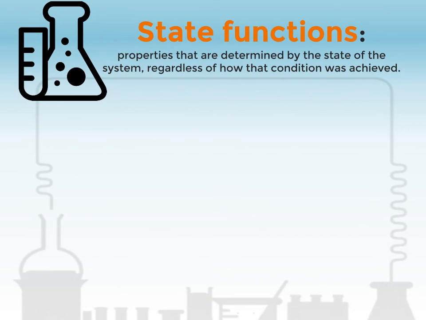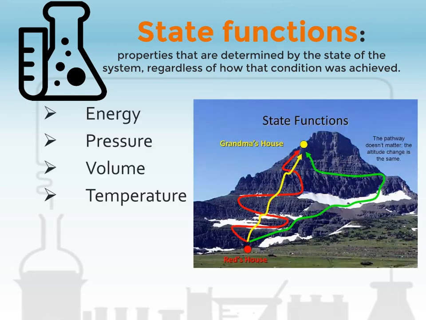Lastly, an important term that you have to understand is what we call state functions. These are properties that are determined by the state of the system regardless of how that condition was achieved. In thermodynamics kasi, pinag-aaralan natin yung changes sa state ng system defined by values of all relevant macroscopic properties. For example, composition, energy, temperature, pressure, volume, etc. Bakit importante ito? Let's take a look at a certain example.